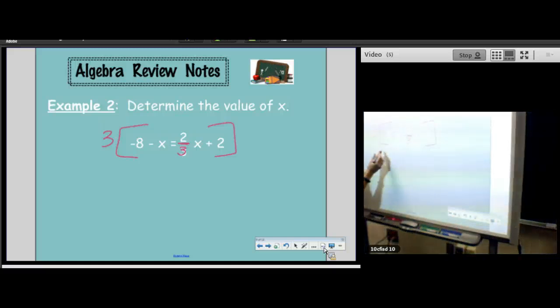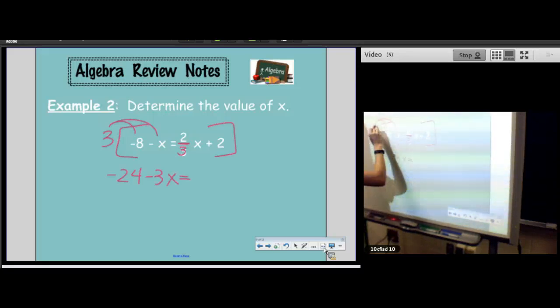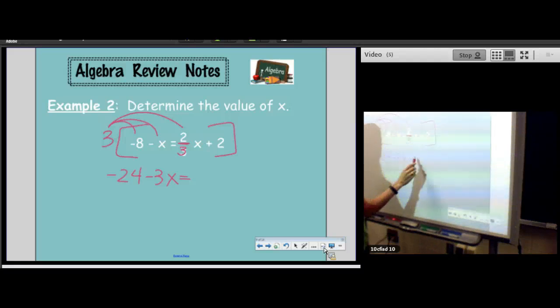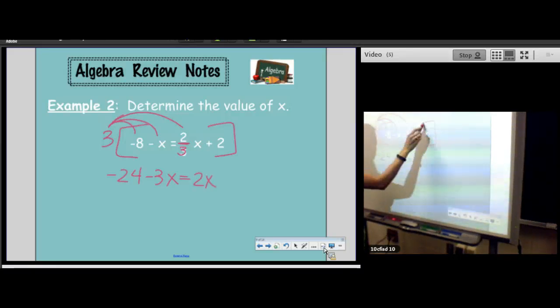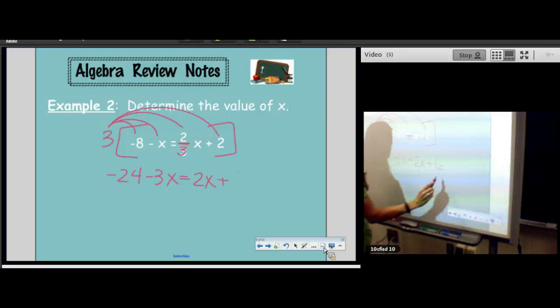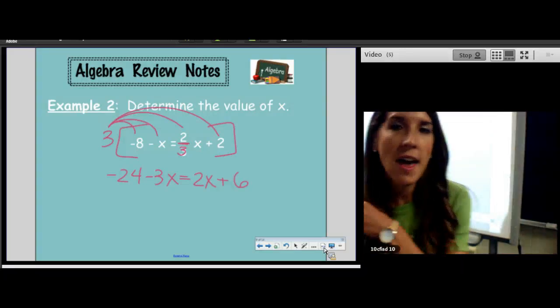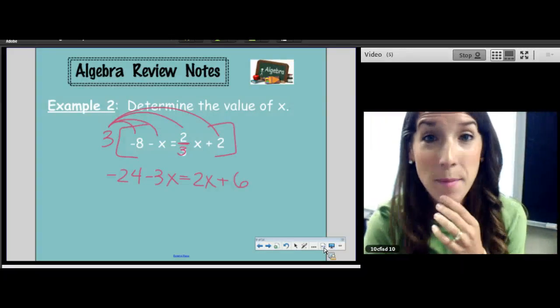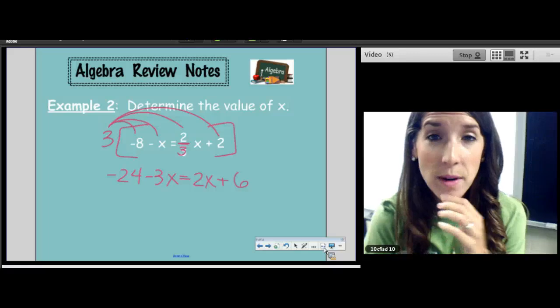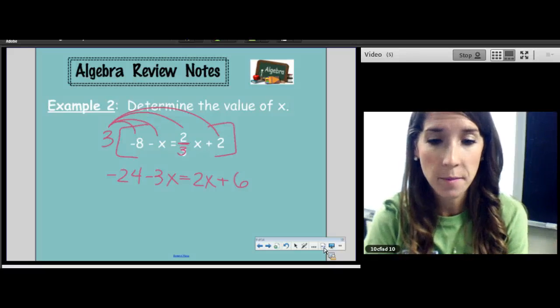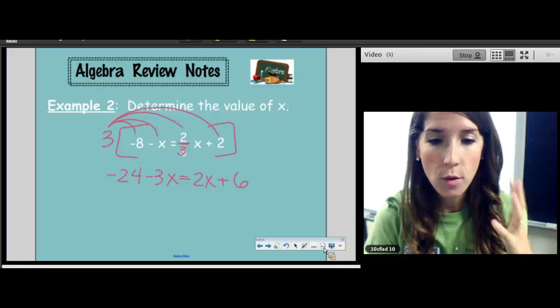Negative 8 times 3, negative 24. Negative x times 3, negative 3x. Keep going. 2/3 times 3. Well, the 3's are going to cancel, and you're going to be left with 2. And then one more time. 3 times 2 is 6. So we took that 3, we distributed it, we didn't leave anybody out. Never leave someone out because then you're not being equal, you're not being fair. And now there are no fractions left.